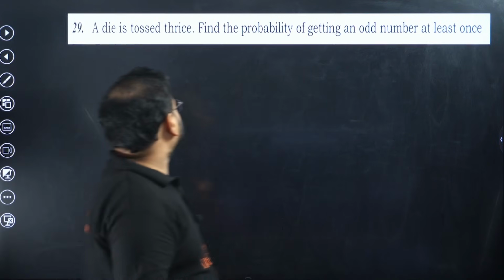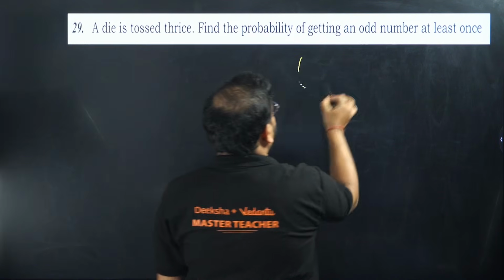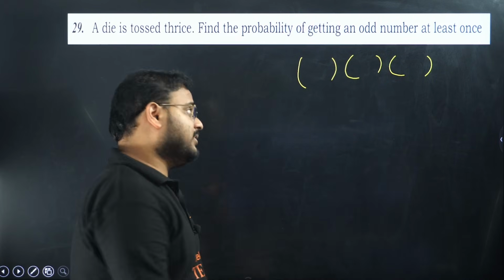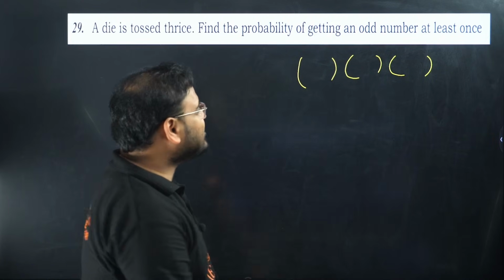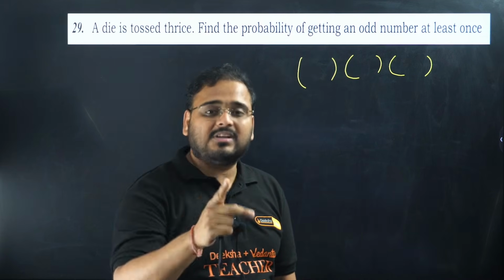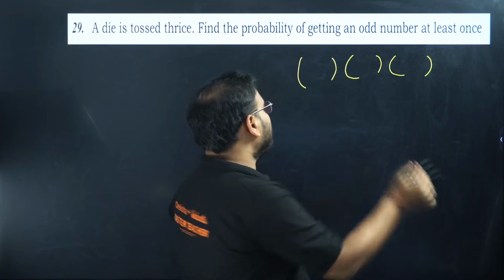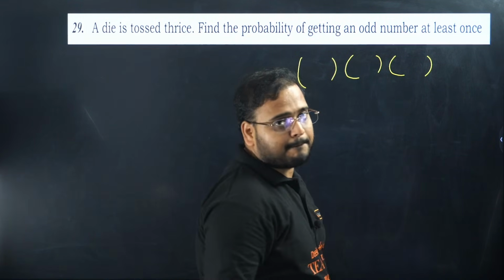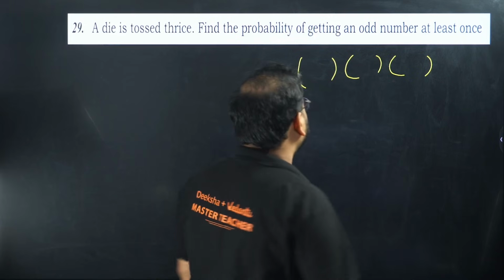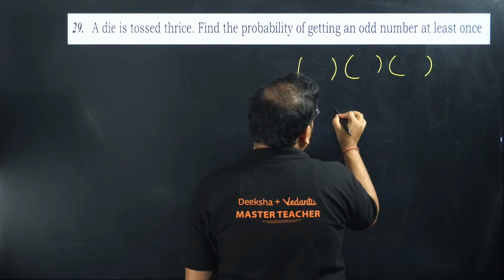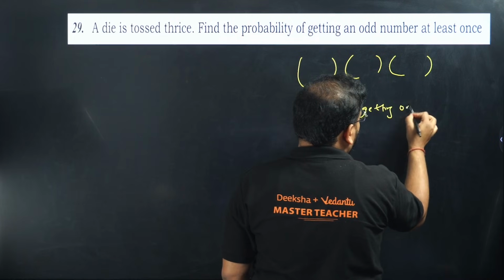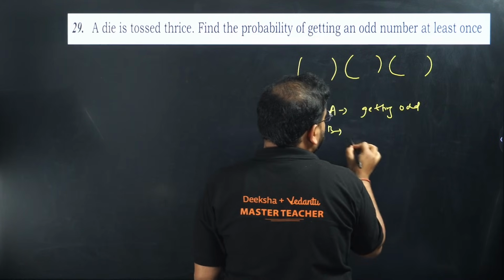29. A die is tossed three times. Probability of getting an odd number at least once. At least once means it cannot be 0, means you have to get it once or twice or thrice. At least once means once or more than one, right? So 1, 2 or 3 times. So we can write this as, let's say, event A represents getting odd. Event B represents getting even.